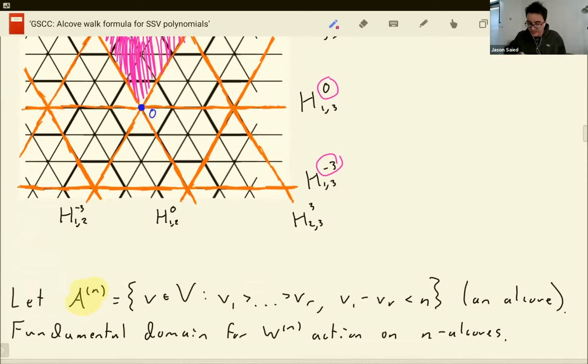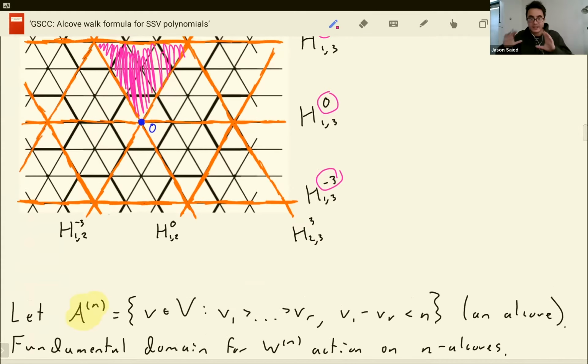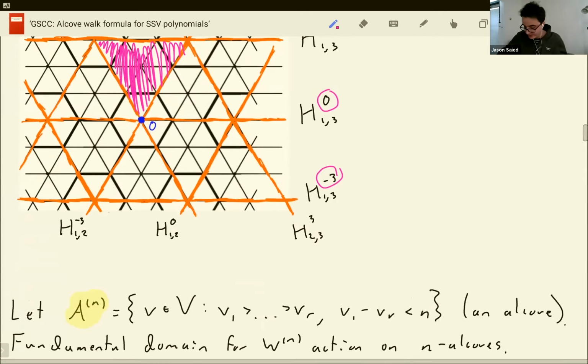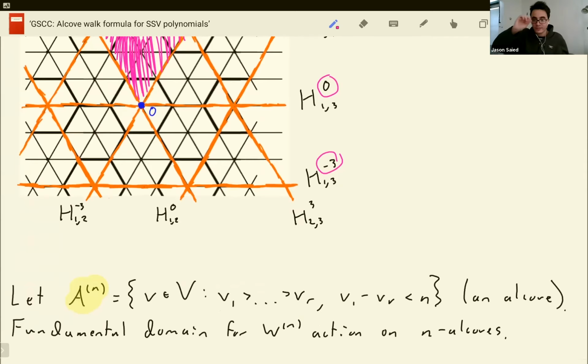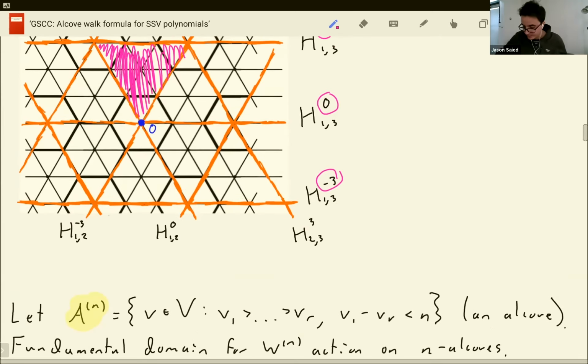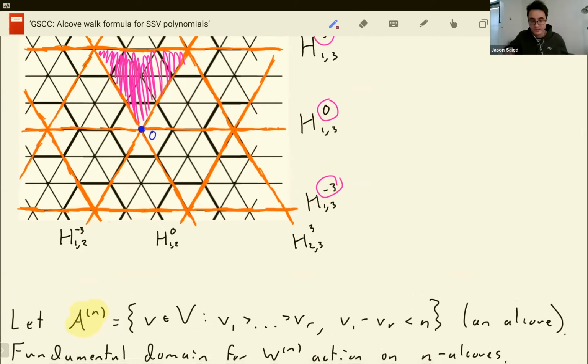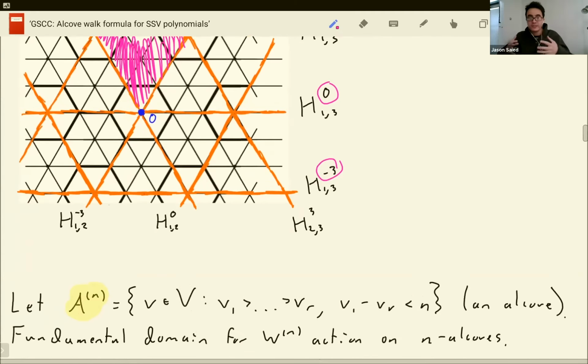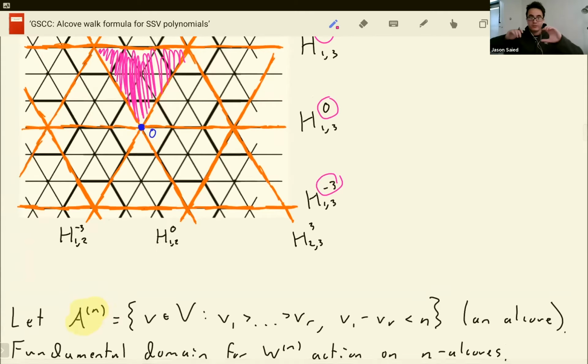And so I'm going to define the notation A upper n to be what I call the fundamental alcove. And in the picture, it's just the pink one I highlighted above in both pictures. It's the alcove of all the elements whose entries are decreasing, and the greatest difference is less than n. But really, you should just think of this pink triangle. And it's interesting because it's a fundamental domain for the W_n action on the alcoves. So if I take all these reflections, I can take any alcove to this alcove, and actually in exactly one way.